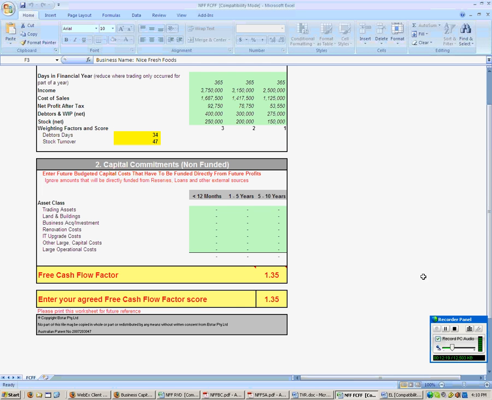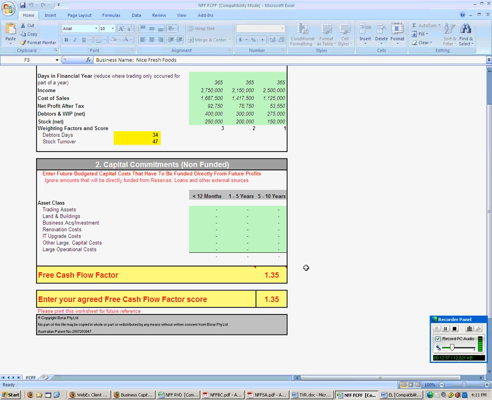In this example, you can see the free cash flow factor is 1.35 based on a weighted average debtors days of 34 and a weighted average stock turnover days of 47. This means the business needs to generate 1.35 in profits after tax to return $1 of investment funds to the owner investor, as not all the business's profit is in its bank account. The principle of this input means a business's profit cash flow generation has a significant bearing on its value.